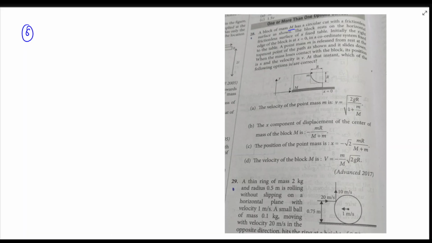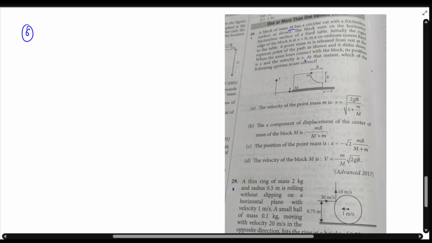So let me zoom in a bit. Okay, sorry. So we have a block of mass M, a block of mass M, with a circular cut. The block is horizontal on a fixed table. Initially, the rigid edge of the block is at x equals 0, in the coordinate system fixed to the table.